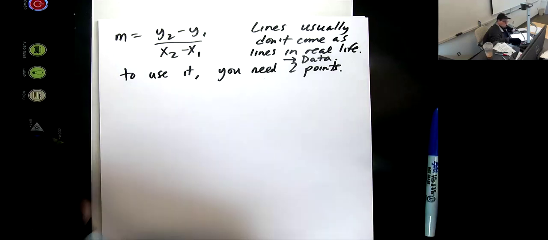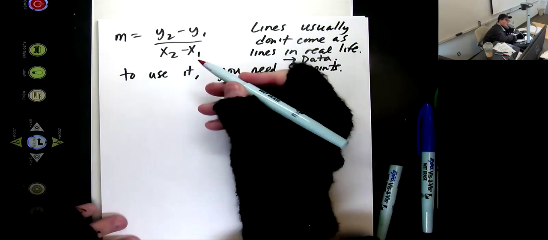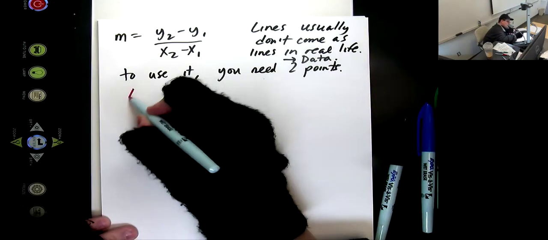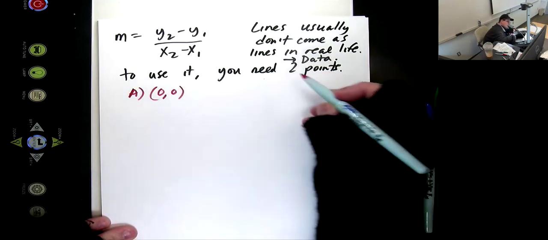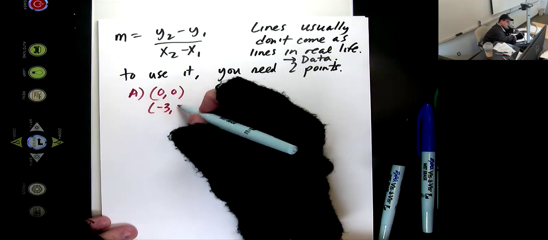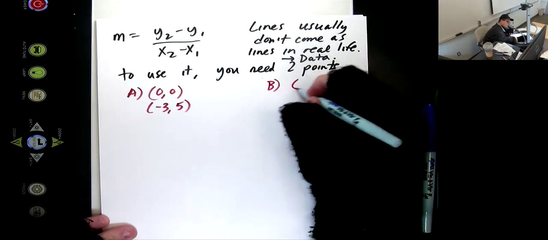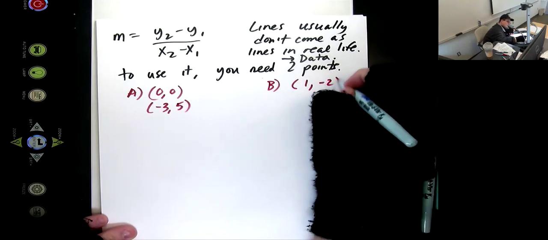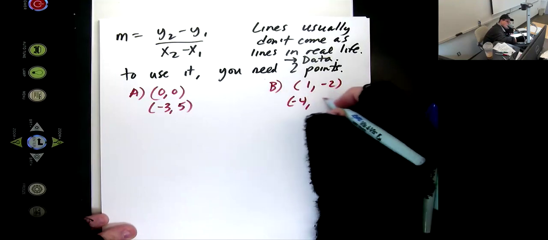So let's do one. Let's do two. We're gonna start off with (0, 0) and (5, -3). And number B, we will do (1, -2) and (-4, 6).